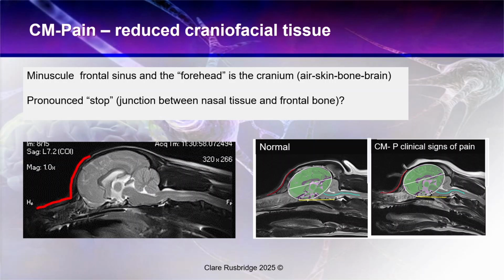A very pronounced stop, again, with the junction between the nasal tissue and the frontal bone, when we compare to normal here. And likewise, if we're selecting away from this disorder, that's what we have to select for. There is no magic gene for this. It's a complex disorder, and it's likely that the inheritance of the large brain is dominant, and therefore the only way to get round it is to have a larger head.